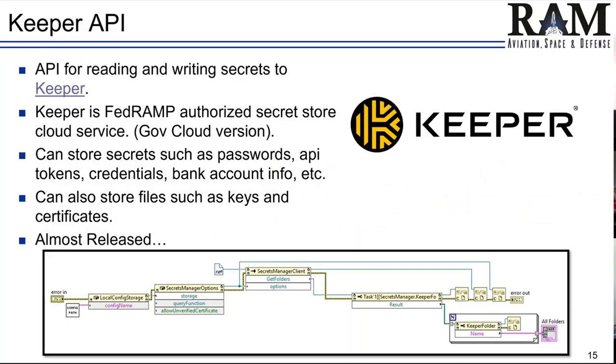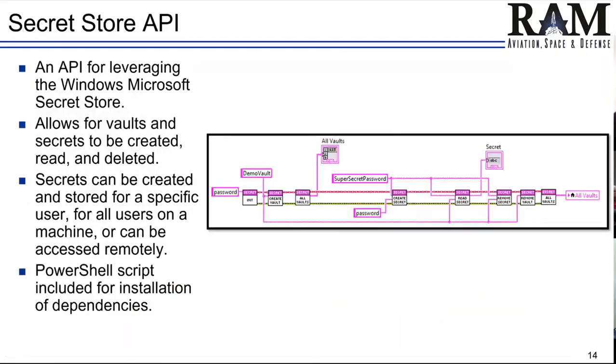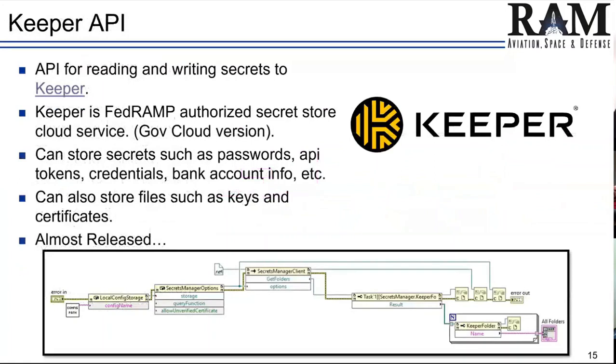So Keeper is another secret store. This is a cloud-based one. Like I said, it is FedRAMP authorized, so it's good to use from a CMMC standpoint. From the DoD's standpoint, it's secure. You can actually store all sorts of stuff in Keeper beyond what you can store with the Microsoft Secret Store. So you can have your basic passwords and API tokens and credentials.